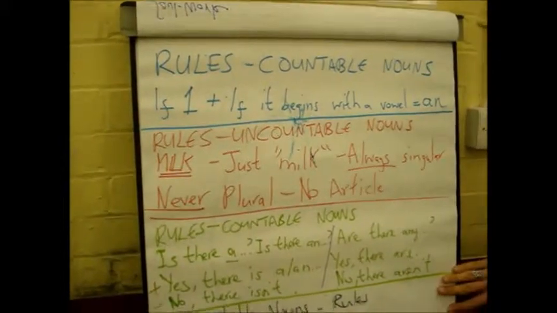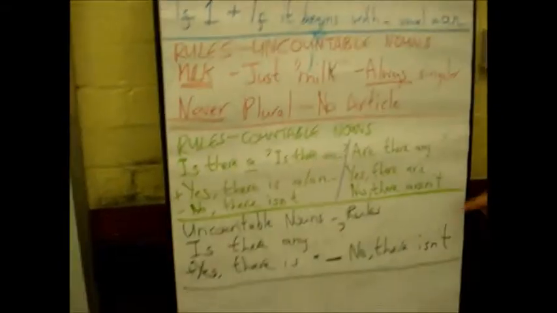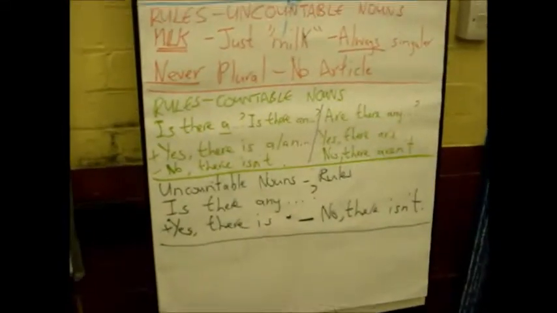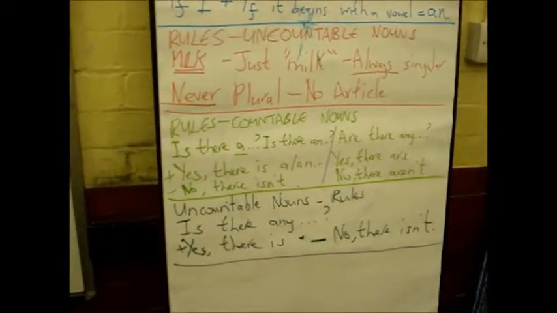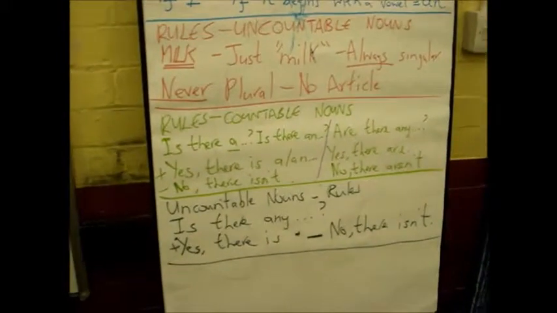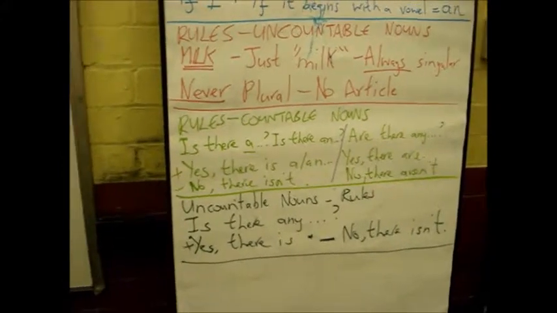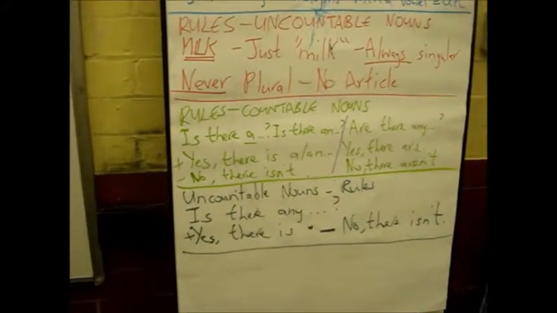Following on the rules, come down a little bit there, Gary, so you can make sure you see these two rules. For countable nouns, when we're asking questions, we can say, is there a banana or is there an apple on the table? And the answer is yes, there is, or no, there isn't.